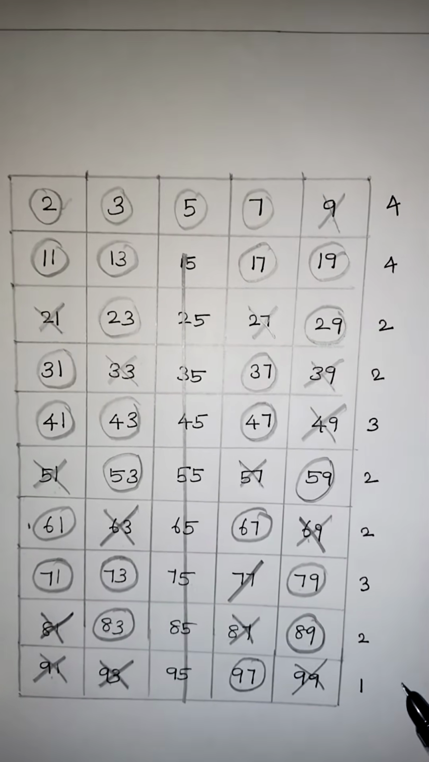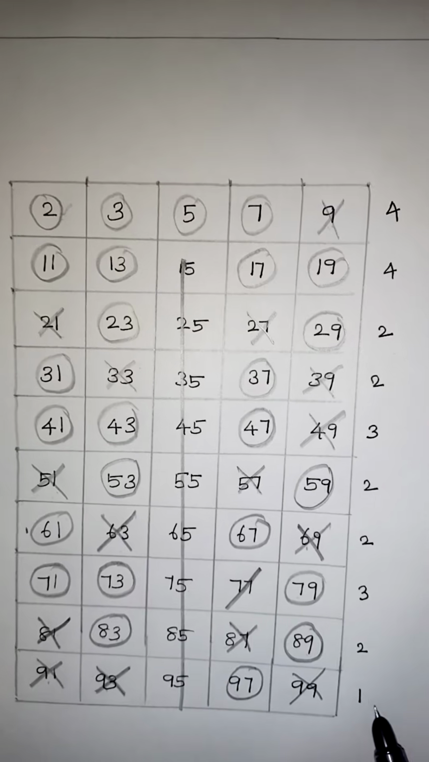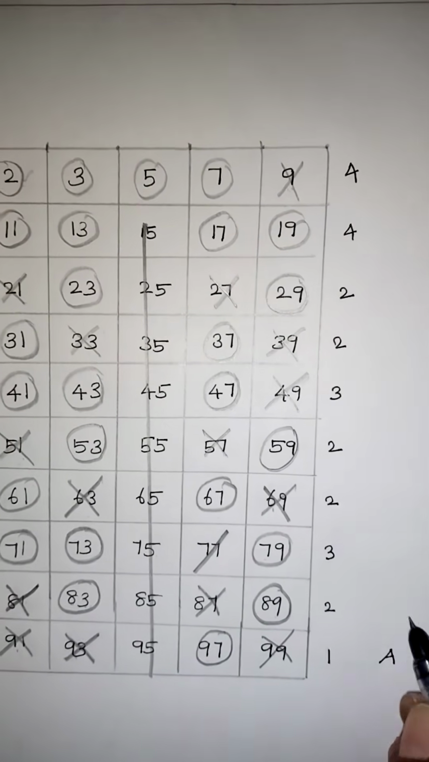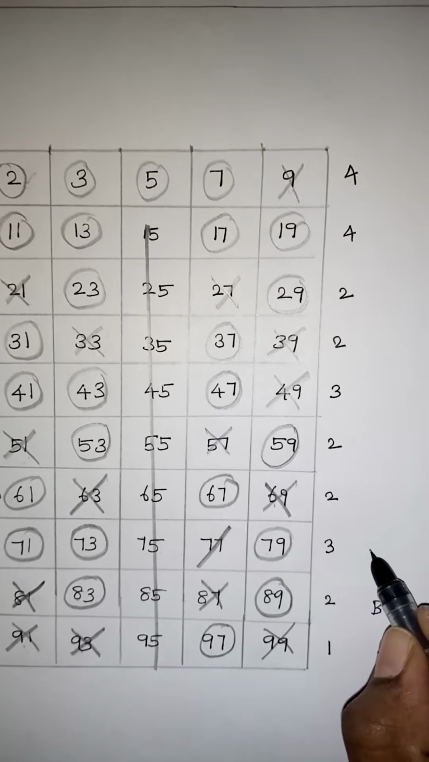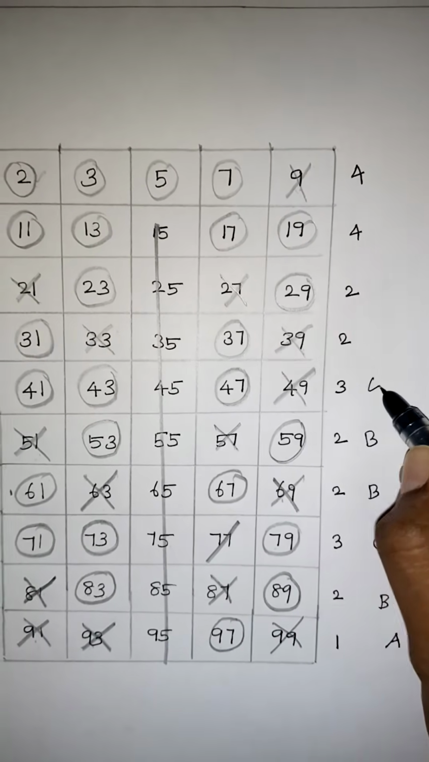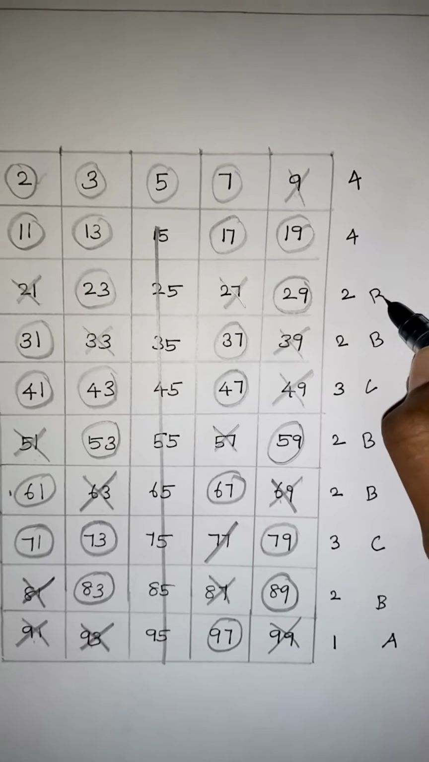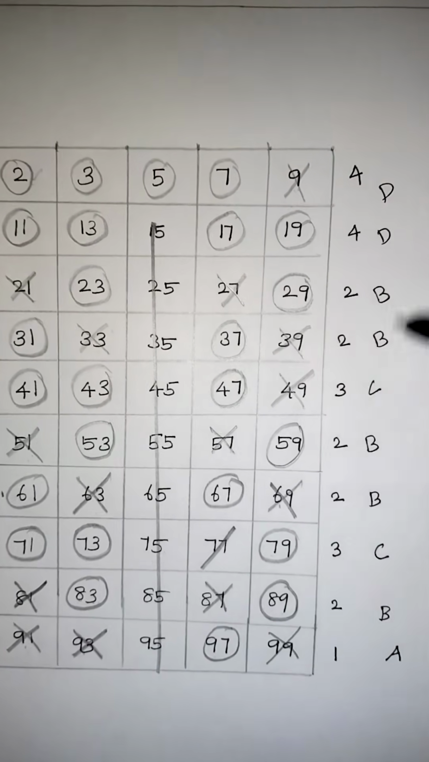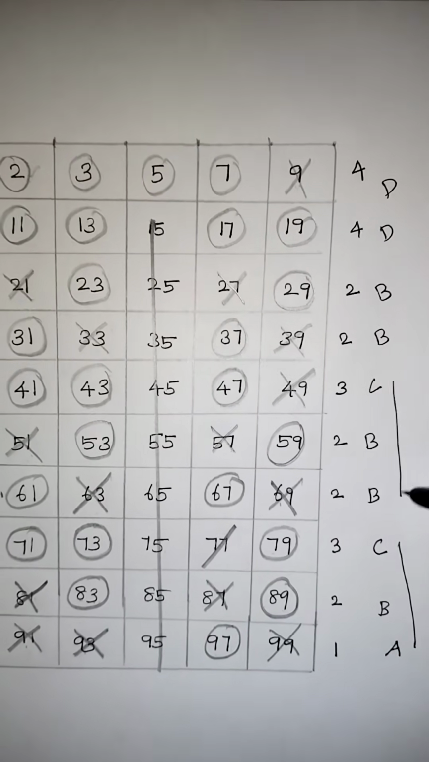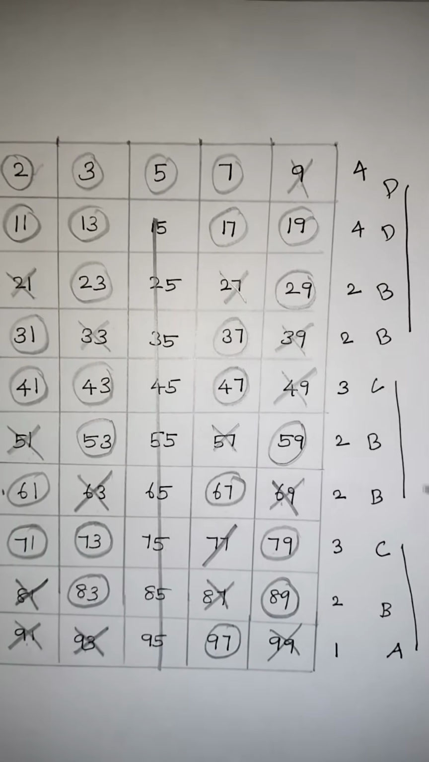So this we can memorize very easily. For 1 I am going to take it as A. For 2 I am going to take it as B, and 3 is C. So B, B, C, then B, B, D, D. So this you can remember very easily. ABC, BBC, BBDD. So you can keep it in your mind.